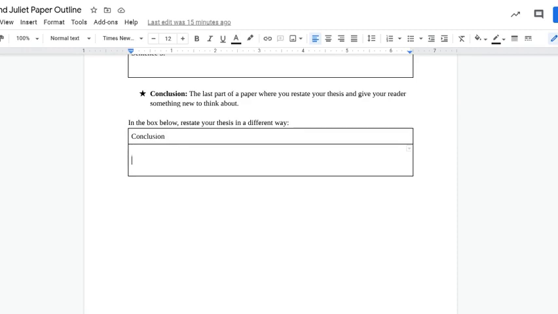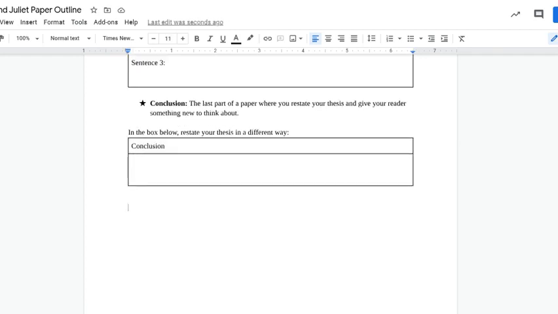Leave your reader with a feeling and you never have to doubt. Okay, so put it all together and happy writing.